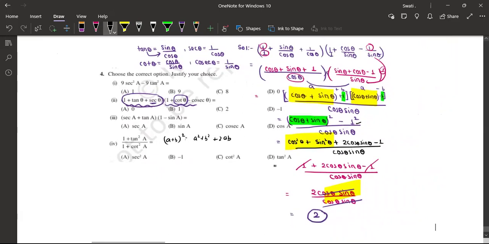Yes, now it is coming properly. So you can take a picture now. So what is the answer? The answer is 2. That means option number C. Right? Yes. Okay. Now we'll go to the next one. That means the third one. So for that, I will erase everything. Just a moment.